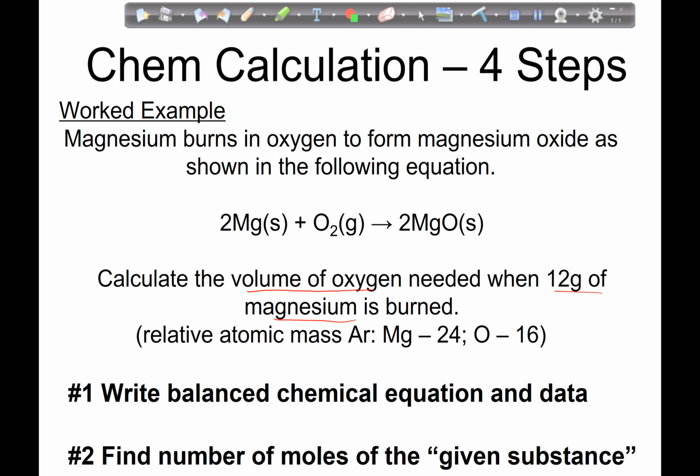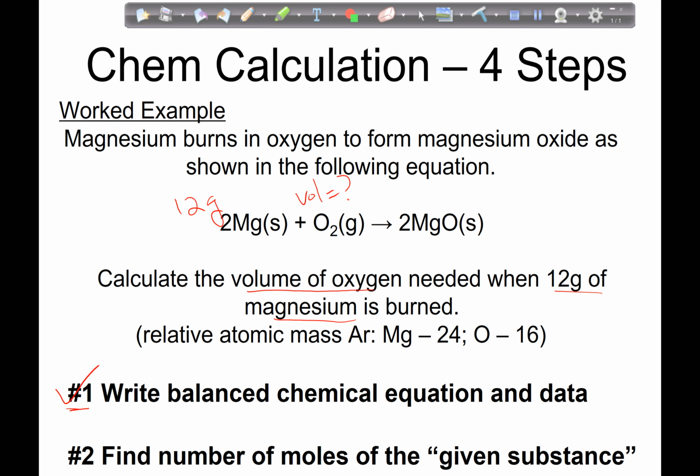So what do I do first? Alright, step number 1, you have to write down the balanced equation and put in the data. In this case, you are supposed to find the volume of oxygen required when 12 grams of magnesium is burned. So in this case, this will be 12 grams. Alright, and that is step number 1, check.